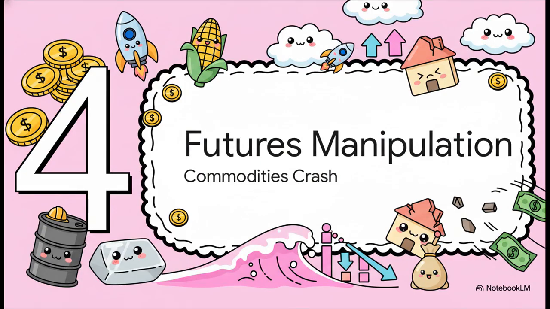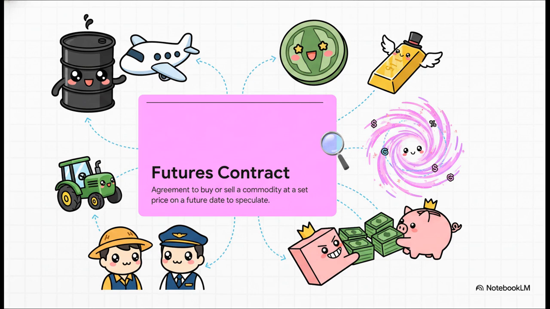The bet against their own products played out perfectly. Let's look at Section 4, Futures Contract Manipulation. Following that devastating housing collapse, capital rapidly migrated over to tangible commodities. The new instrument of choice? The futures contract. At its core, this is simply an agreement to buy or sell a commodity, like oil, at a predetermined price on a specific future date.